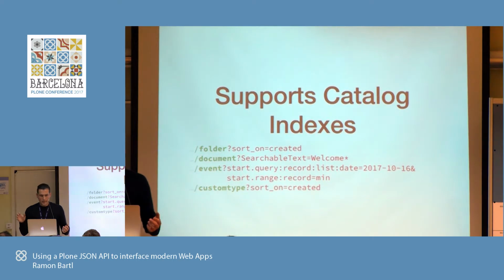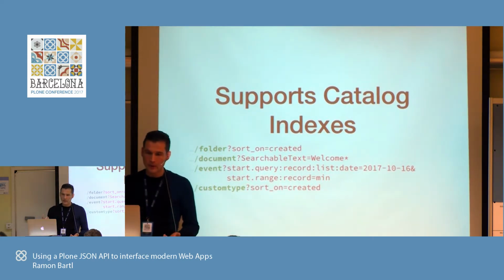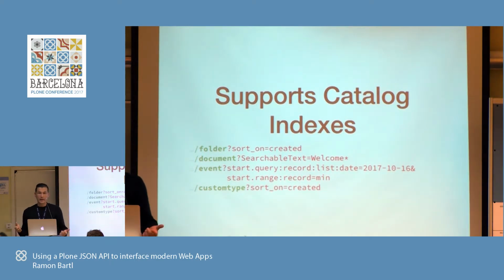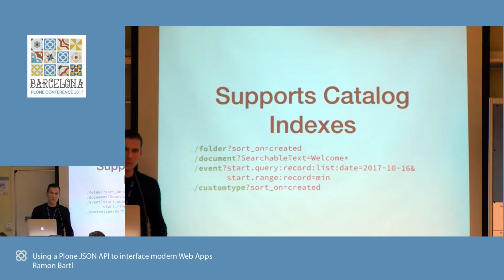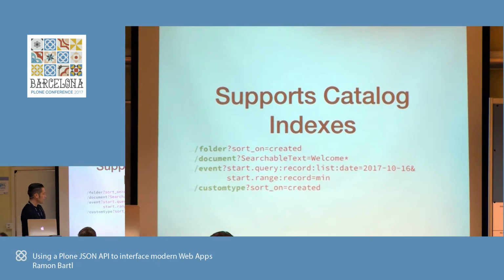It supports all the catalog indexes, so when you say, okay, I want the folder with the ID todos, I can do so by simply using the ID index. Or if, like in this example, I'm passing in sort_on and I say, okay, sort on created, or getObjPositionInParent maybe. Or I can use the SearchableText, which is really a nice feature. I will show you in a moment later as a demo what is possible with that. Or even I can do something weird like this.